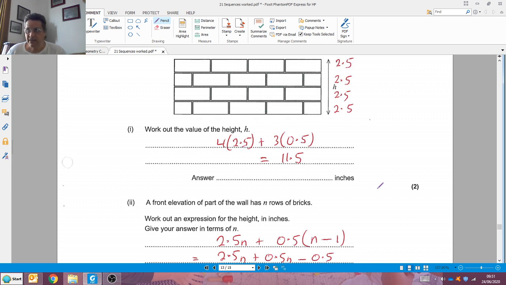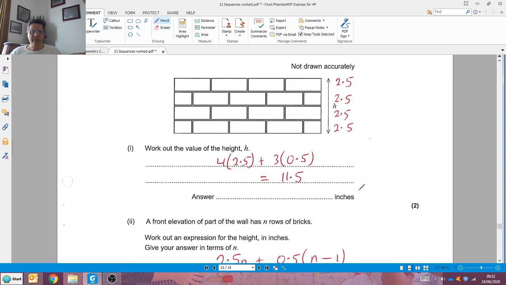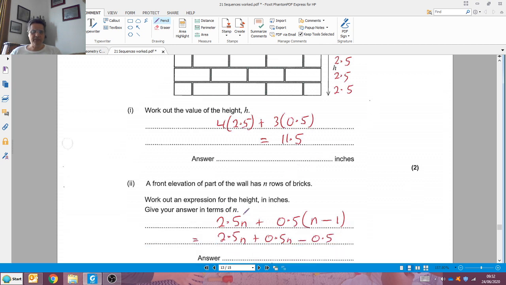The front elevation of the wall has n rows. Okay, that's great. So they're not telling us how many rows I've got. I've got to work out n now. I'll work out my answer in terms of n. I don't know how many rows I've got. Here I multiply 2.5 by 4 because I can see 4 rows. But I don't know how many rows I've got. So it's going to be 2.5 times n, not 2.5 times 4. That's where that came from.